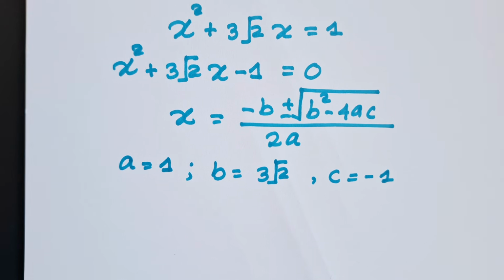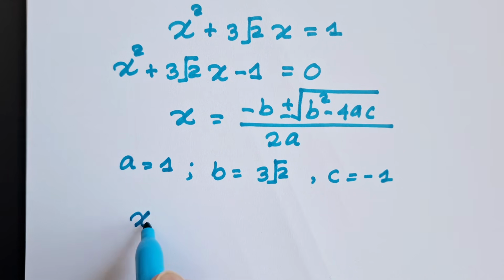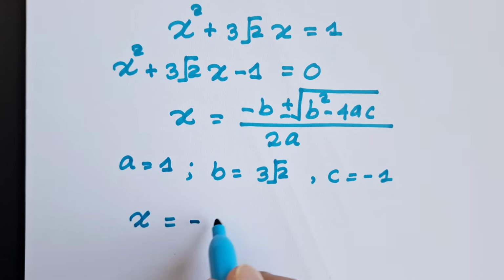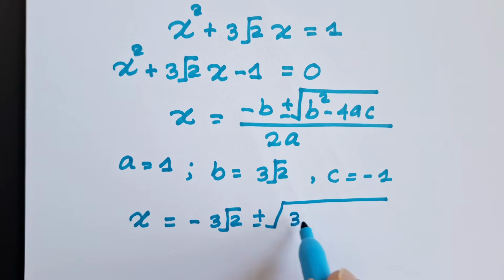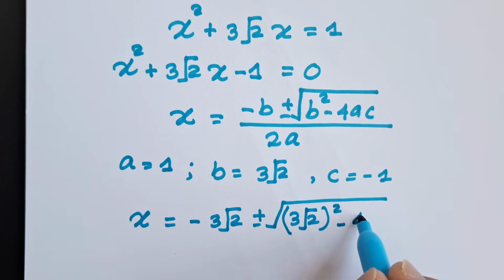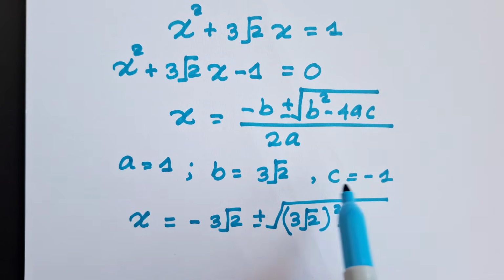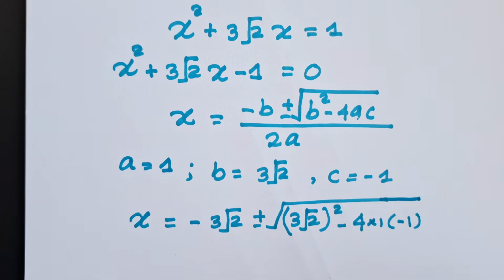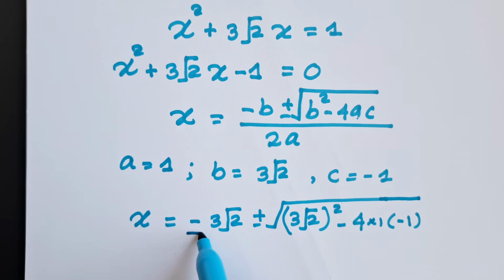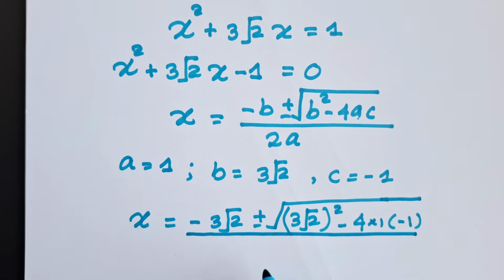Then the roots are given by x is equal to minus b, which is 3 times square root of 2, plus or minus. Inside the square root we have b squared, which is 3 times square root of 2 squared, minus 4 times a, which is equal to 1, and c is equal to minus 1, divided by 2 times a, which is equal to 1.